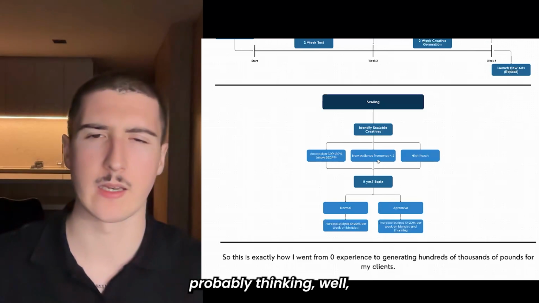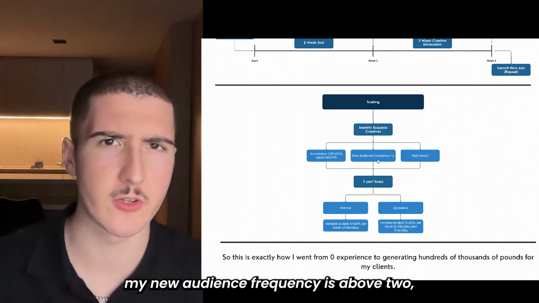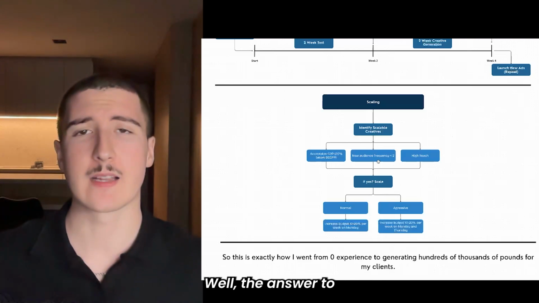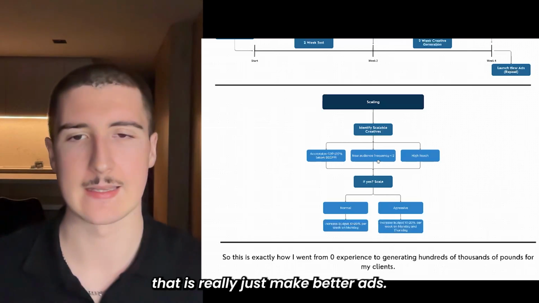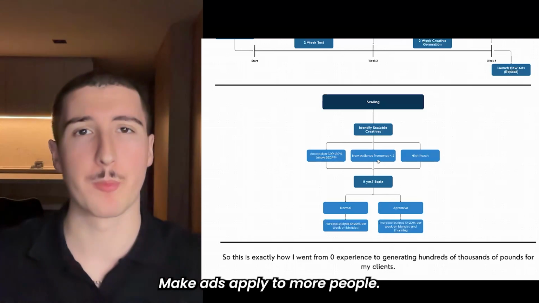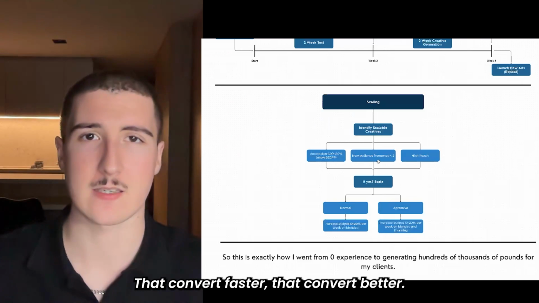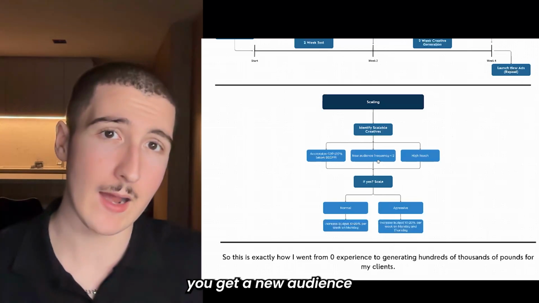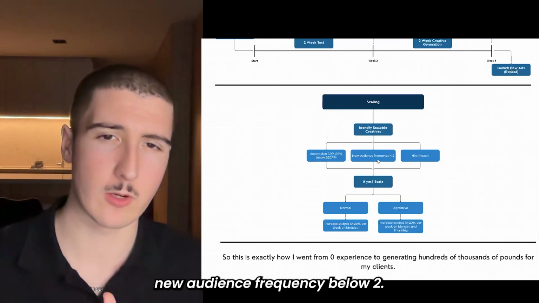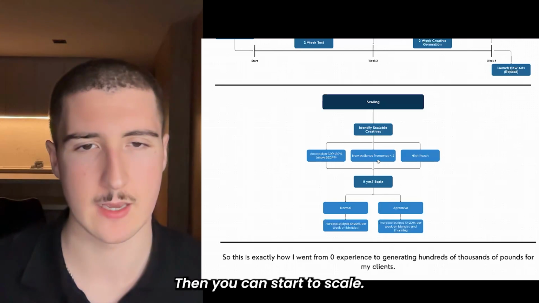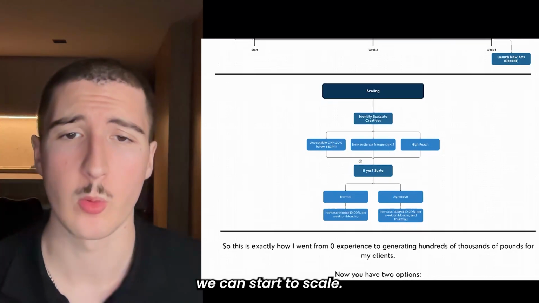Now, I know you're probably thinking, well, my new audience frequency is above 2, so how do I fix that? Well, the answer to that is really just make better ads. Make ads that apply to more people, that convert faster, that convert better. If you can do that, you get that new audience frequency below 2, then you can start to scale. So as long as we've hit this criteria, we can start to scale.